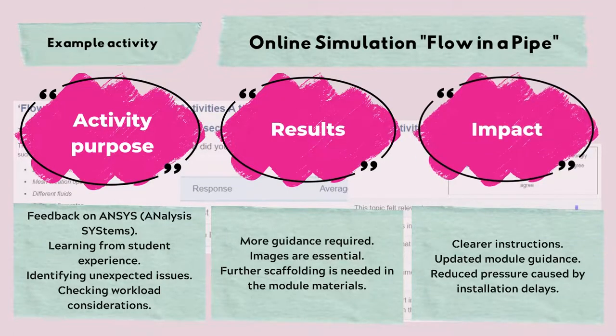Based on student feedback, the module team have clarified the instructions and broken each step down using bullet points. They have also updated module guidance to advise students to download and install the software at the start of the module. As this process can take up to an hour, this change will reduce pressure on students when they come to complete the activity later in the module.